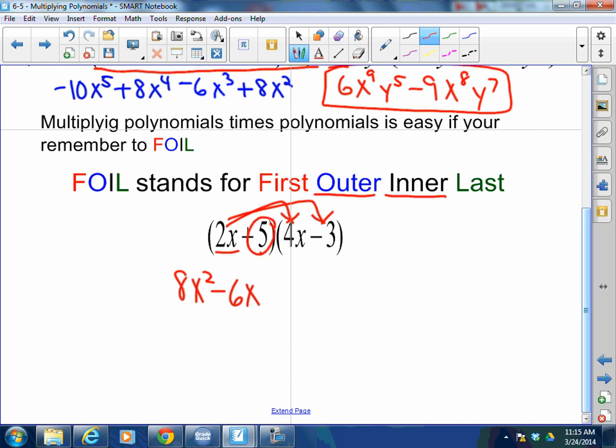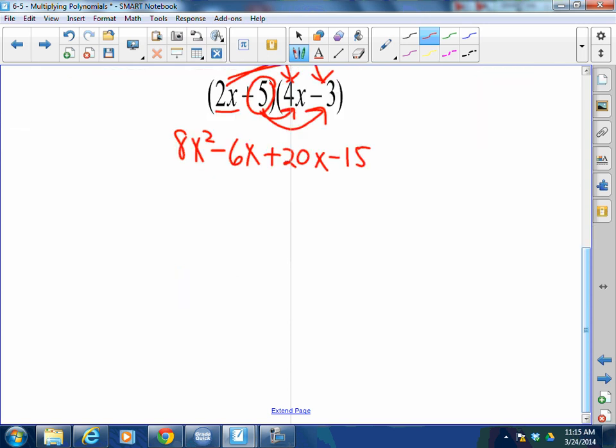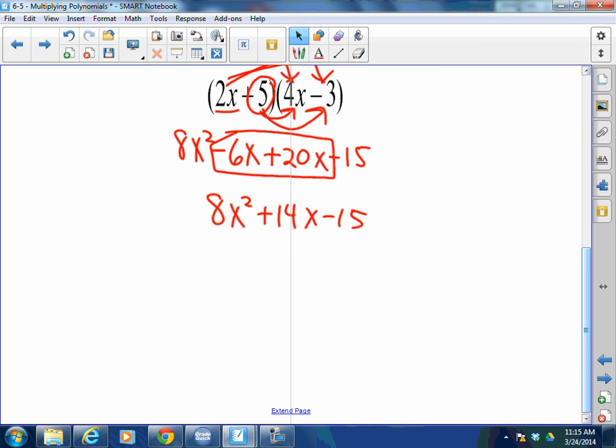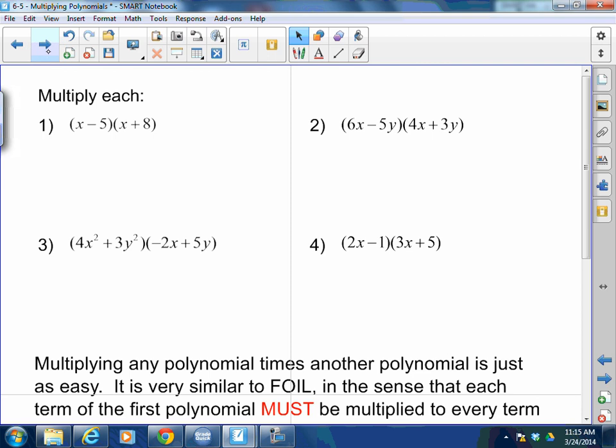This guy must be multiplied to everything inside of this parentheses as well. So 5 times 4x is 20x minus 15. Can I add like terms here? Yes, so what's my answer going to be? 8x squared plus 14x minus 15. Because negative 6x plus 20x is 14x. Fantastic. Does that make sense? All right, let's practice it.